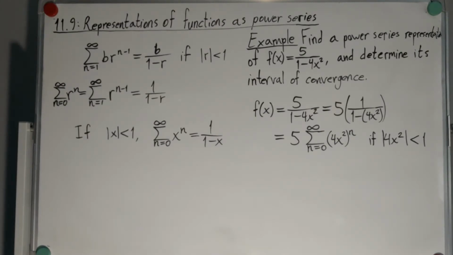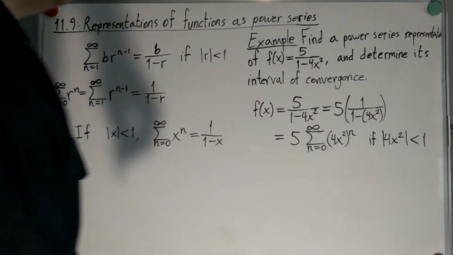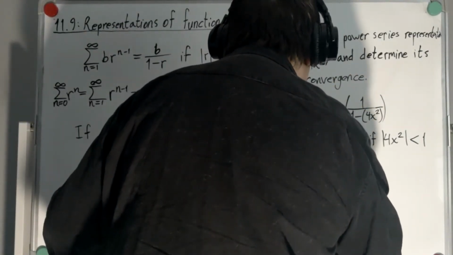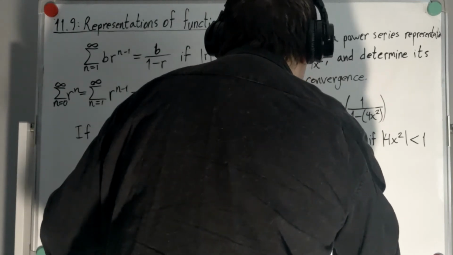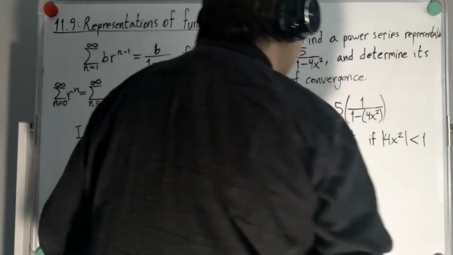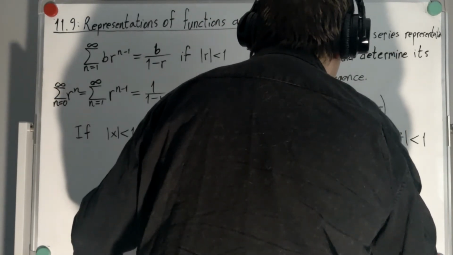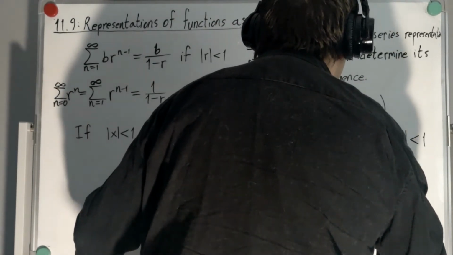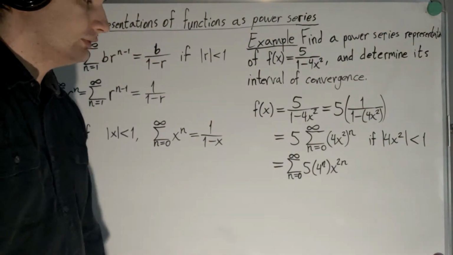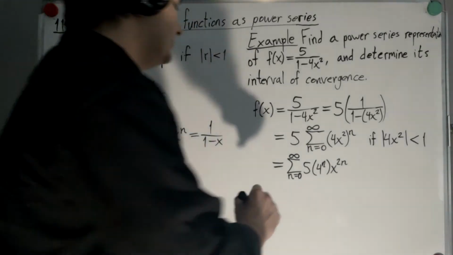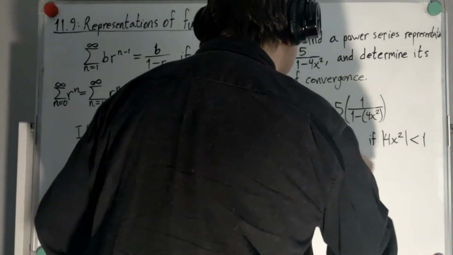Okay. Well, this is the same thing as the sum from n equals 0 to infinity of 5 times 4 to the n times x to the 2n. And that's a power series, right? So this is our power series representation of the function f.